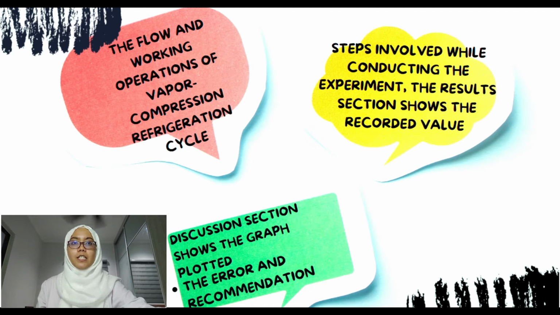Besides that, the discussion section shows the graph plotted using the results obtained and discusses it in more detail based on chemical reaction engineering theory. It explains the effects of changing the condenser flow rate from T1 to T6 on the compressor power. The errors, and recommendations to avoid mistakes while doing the experiment, are also shared in the discussion.